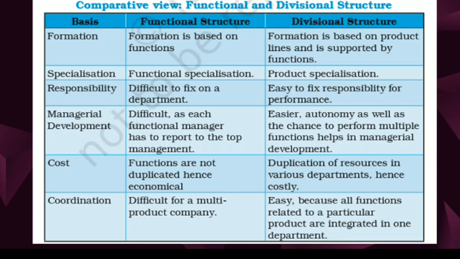Specialization, the second point. We have specialization of functions or activities in the functional structure. But in divisional structure, we have specialization of product line. Each product is a different department. Responsibility: it is a little difficult to fix responsibility on each department in the functional structure, as responsibility is not clear. But in divisional structure, it is easy to fix responsibility for any performance.